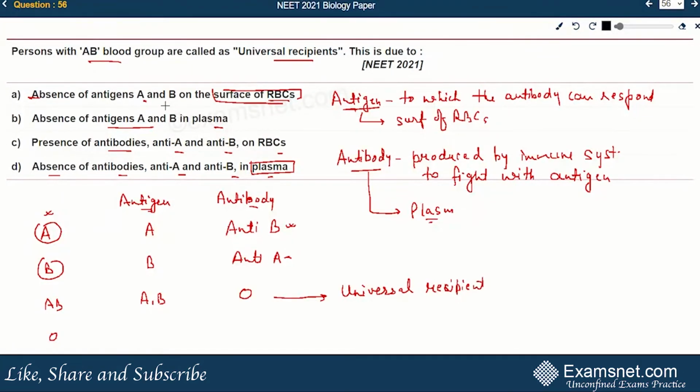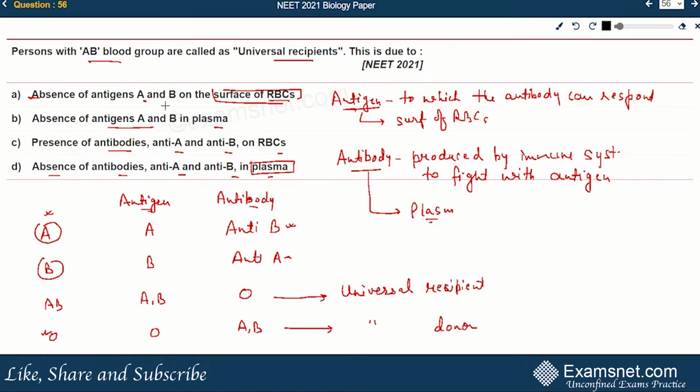Let's see about blood group O. There is no antigen, but both the antibodies are there. That means they cannot receive blood from anyone except people having blood group O, but they can give blood to anyone. So they are known as universal donor.